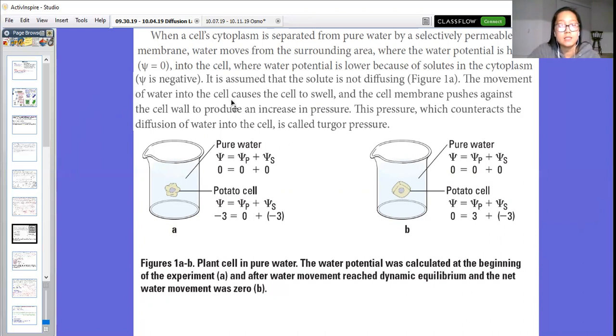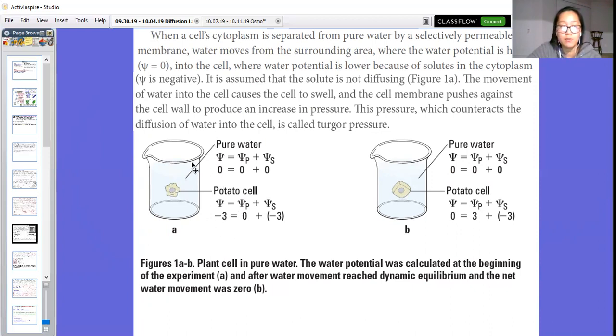The movement of water into the cell causes the cell to swell, and the cell membrane pushes against the cell wall to produce an increase in pressure. This pressure, which counteracts the diffusion of water into the cell, is called turgor pressure. So if you look at a potato cell here, with pure water on the outside, obviously we already know water is going to flow into the cell, because water never flows towards pure water. And the potato cell has a negative 3 as its solute potential, which means its water potential is negative 3. Comparing 0 and negative 3, negative 3 is smaller, which means that water is going to flow from the higher number to the lower number.